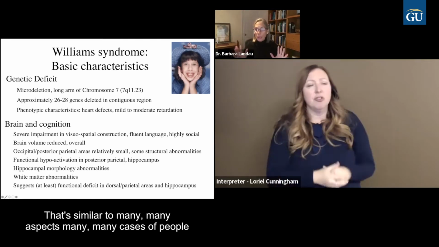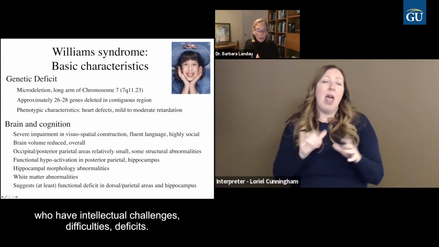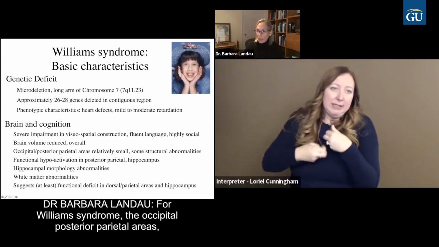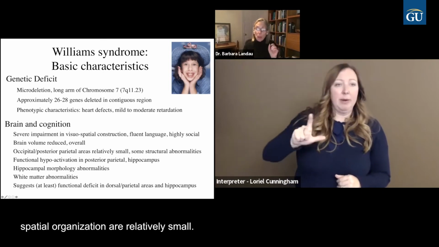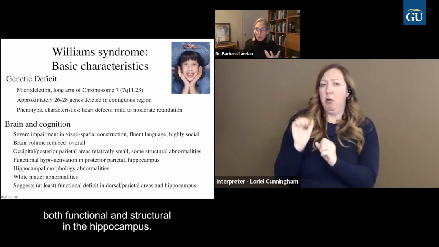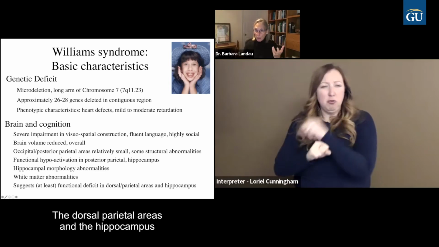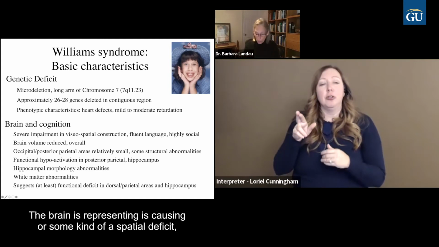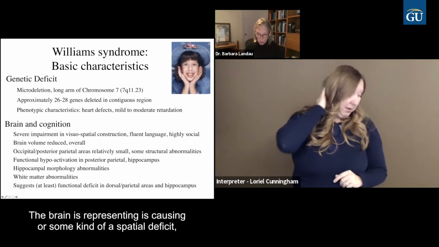That's similar to many cases of people who have intellectual challenges, difficulties, deficits. For Williams syndrome, the occipital posterior parietal areas, the areas that actually are very important for spatial organization, are relatively small. There are some structural abnormalities. And there's also abnormalities, both functional and structural, in the hippocampus. And all of this, the dorsal parietal areas and the hippocampus put together, indicate that clearly the brain is representing, or is causing some kind of a spatial deficit.